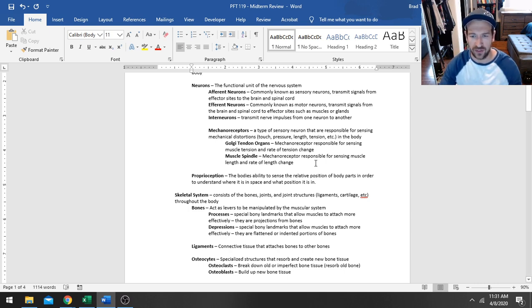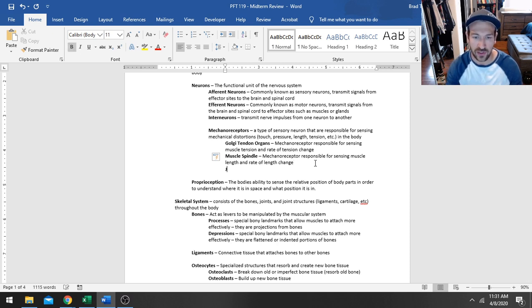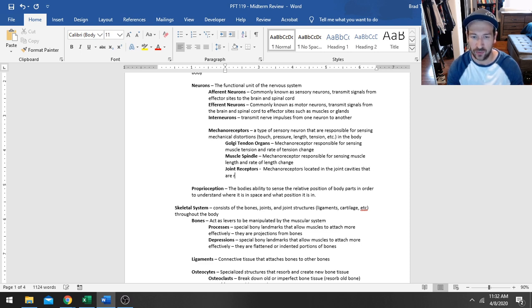We also have one more that I forgot to add here. You've also got joint receptors. Joint receptors are mechanoreceptors located in the joint cavities that are responsible for sensing pressure, changes, acceleration, and deceleration of the joints.